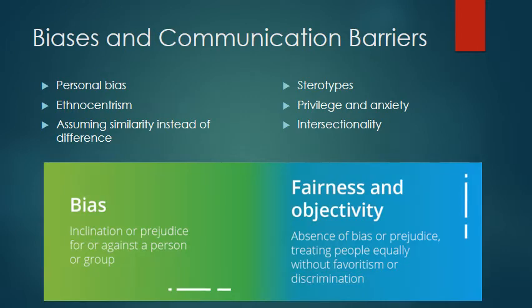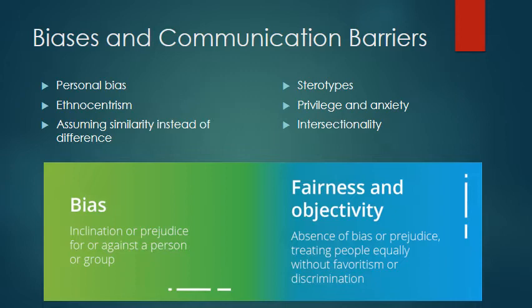Next, I want to talk about biases and other barriers that contribute to this issue. The first is personal bias, which is when evaluators subconsciously give higher ratings to teachers that look like them or have similar characteristics to them. Then there's ethnocentrism, which is the tendency of an individual to judge aspects of a different culture as inferior to their own. Next, individuals have a tendency to assume similarity instead of difference when there are two different cultures at play.